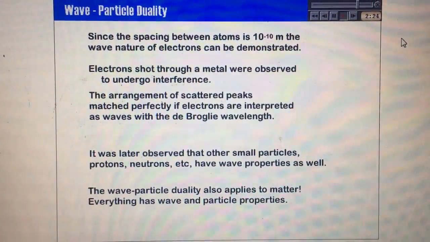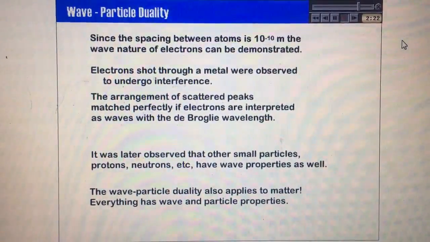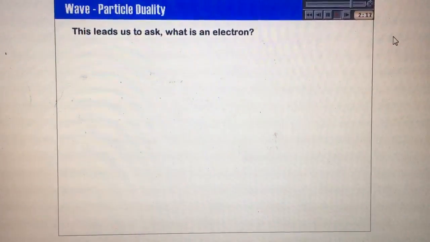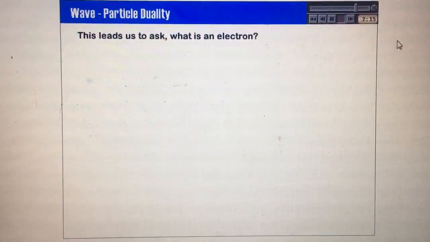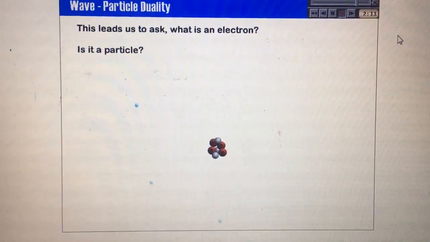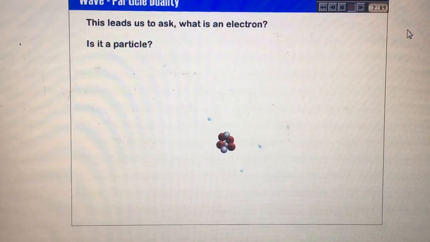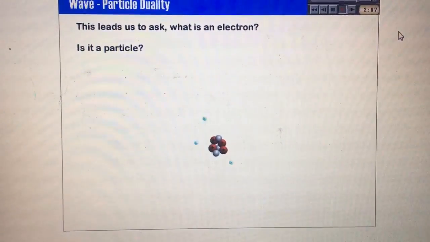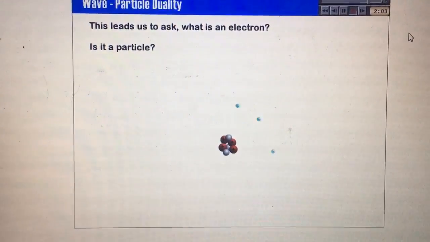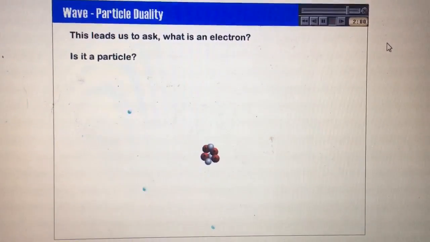Well, this leads us to ask the question, we're getting into philosophy now, what is an electron? Now, we've always said that it's some kind of particle that we've represented by a little ball, and it moves around and it has a negative charge. And we had this view of the atom in this sense, where we had protons and neutrons in the nucleus, and we had these electrons buzzing around outside. Is this a correct picture of the reality?